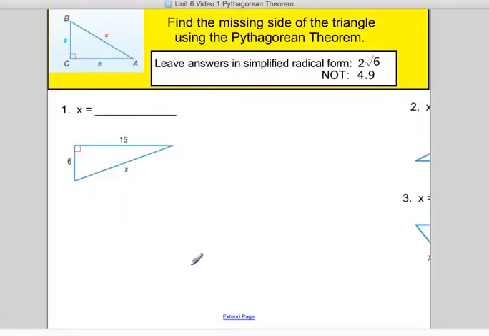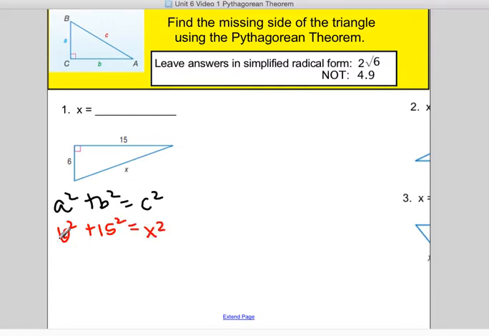So example 1, okay, it says find the missing side of the triangle using Pythagorean theorem, and then make sure it says leave answers in simplified radical form. So looking at number 1, we are trying to find the longest side, so that is my c. So I would have, if I have a squared plus b squared equals c squared, my c squared is my x. So it doesn't matter who a and b are, just that we have 6 squared plus 15 squared equals x squared.